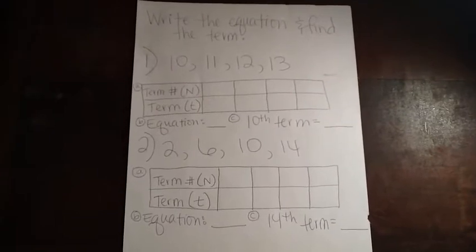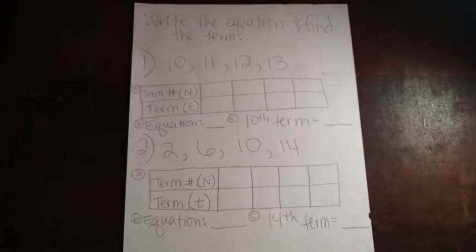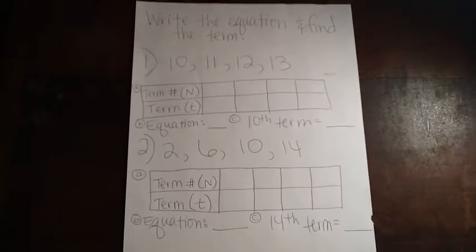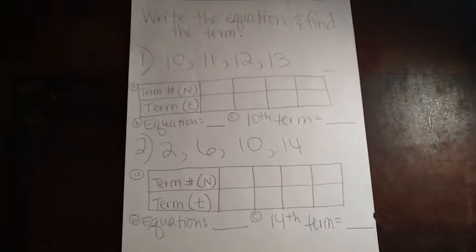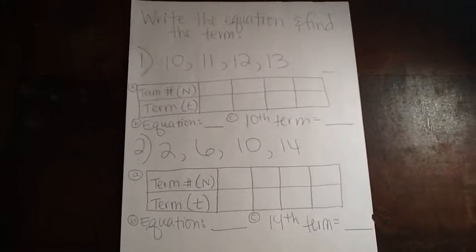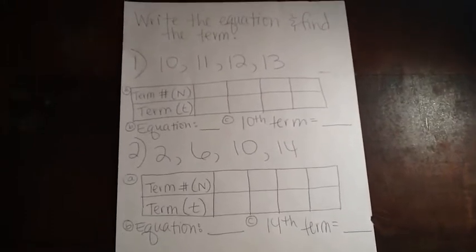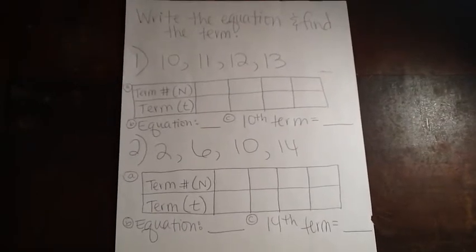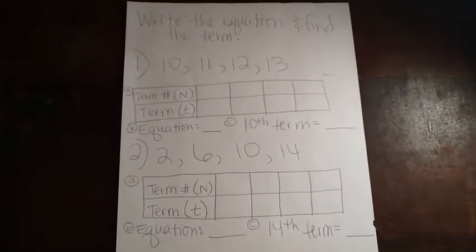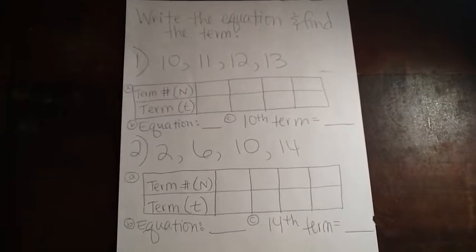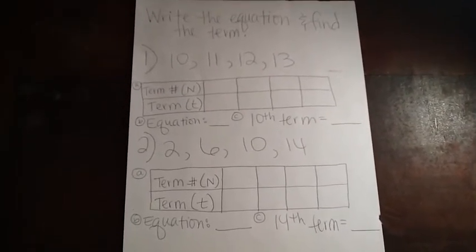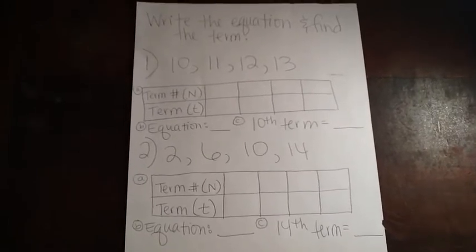Alright, you have 2 problems to do for me. In order to complete these problems, you need to write the equation and find the specified term. So in number 1, you have 10, 11, 12, 13. You're going to go ahead and A, make the chart with the term numbers and the terms. Then B, you're going to write the equation. And C, you're going to find the 10th term. So plug in 10 for n and solve to find the 10th term.